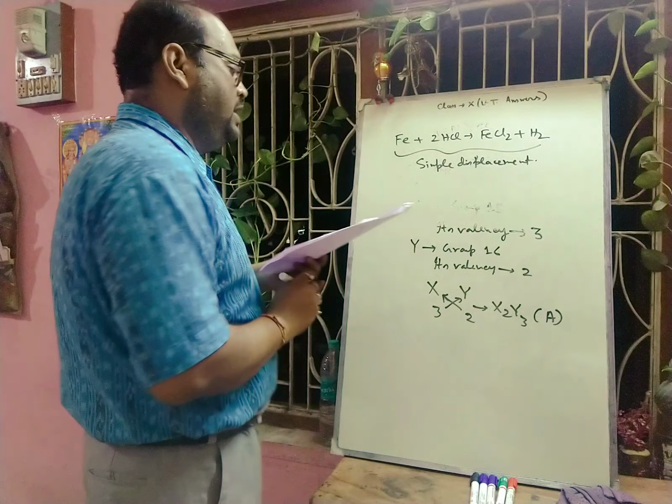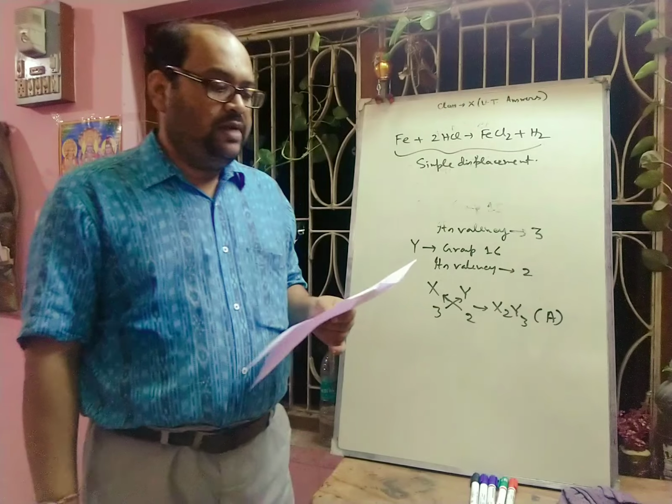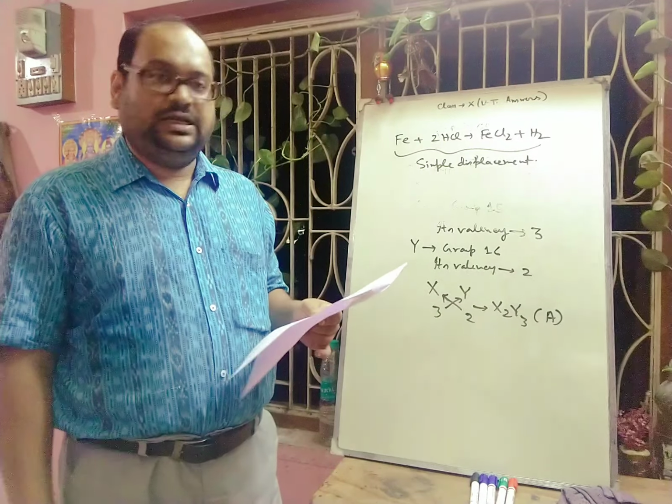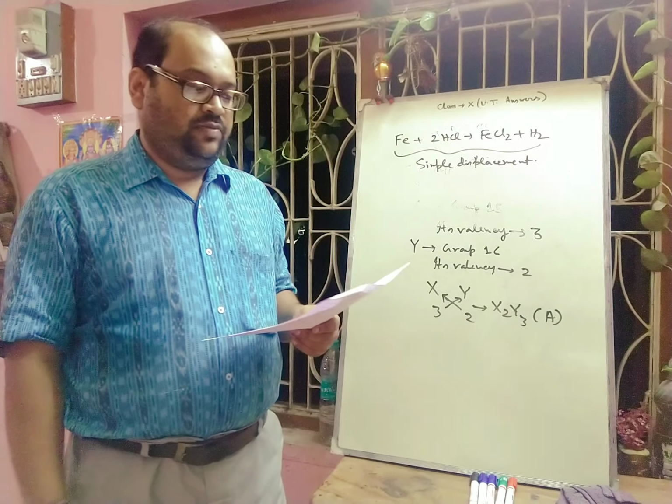Next one: electrovalent compounds have high or low melting points. Electrovalent compounds means ionic compounds, so definitely they will have high melting points and boiling points. So your answer will be high melting point.